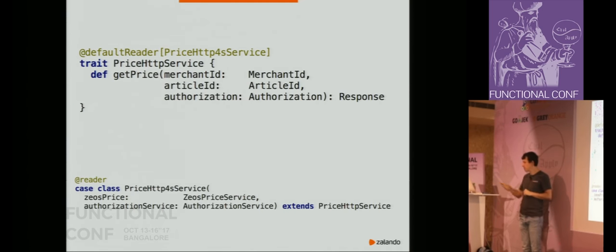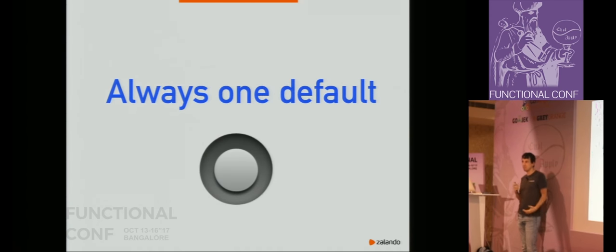And then at the bottom of the screen, you can see the concrete implementation, which is using other services. So this worked quite well, but as you can see, this is already a significant difference from other libraries doing dependency injection, because there's always one default being specified. Yes?